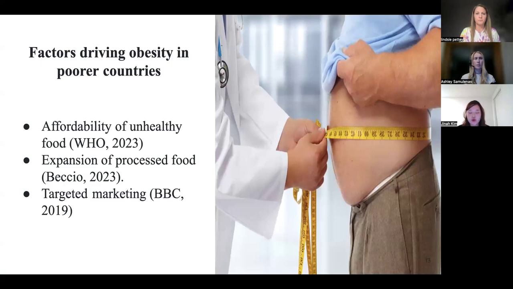So for this slide, we wanted to share more interesting insights we have found, where instead of malnutrition, there were some factors driving obesity in poorer countries. According to the World Health Organization, processed foods are often the cheapest way to get calories. Globally, billions of people cannot afford a healthy diet, leading them to rely on low-cost, energy-dense foods that are high in fat, sugar, and salt.